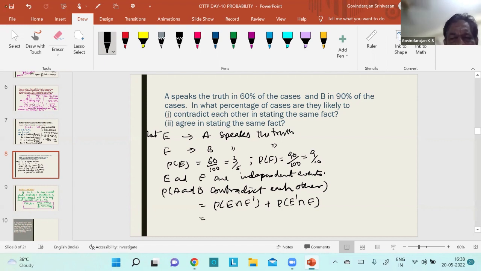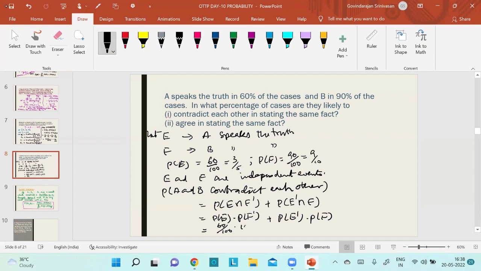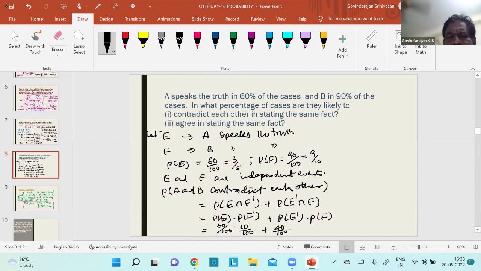By using independent events, if E and F are independent, then E and F dash are also independent. So the probability of E into the probability of F dash plus the probability of E dash into the probability of F. The probability of E is 60 by 100, into the probability of F dash, which is 1 minus 90 by 100, that is 10 by 100, plus E complement, which is 40 by 100, into 90 by 100.